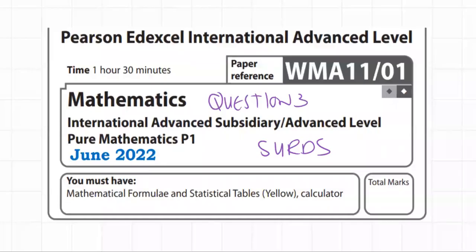This is the Pearson Edexcel IAL. Pure Math 2. Oh, no, Pure Math 1, June 2022. And this is question 3, which deals with surds.